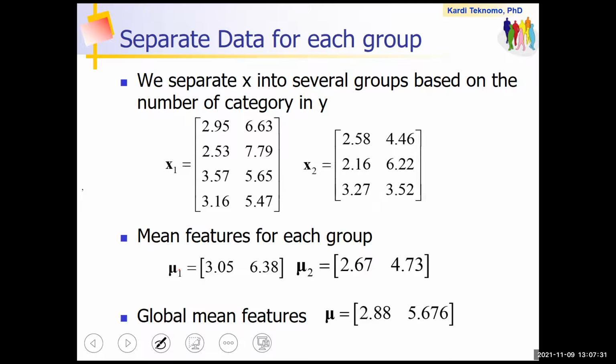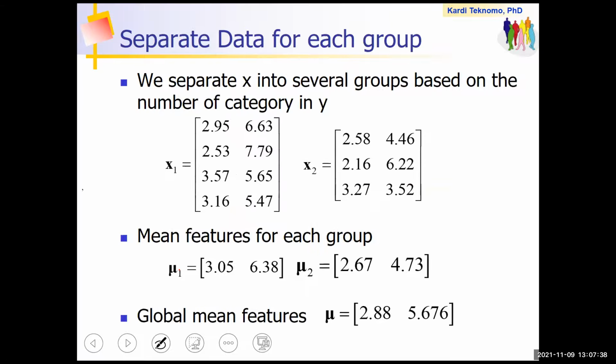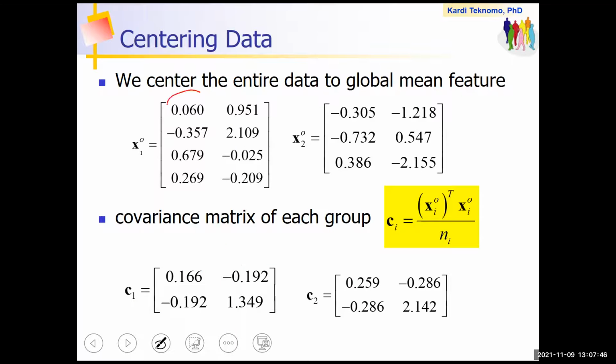You can do it, right? And then what will you do? We center the data. That means you subtract: 2.695 minus 3.09, you get 0.06, and so on.